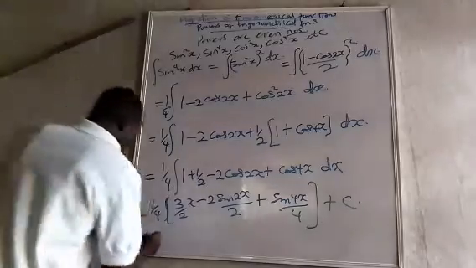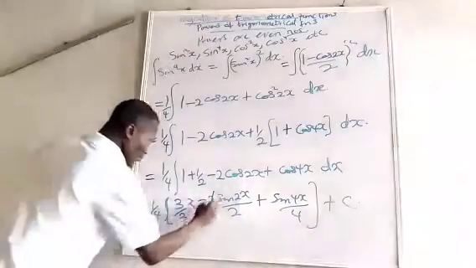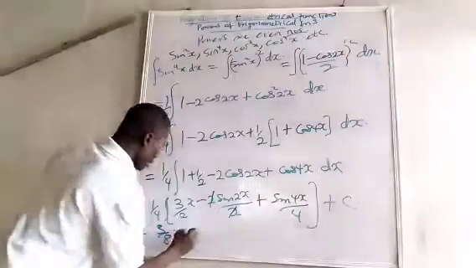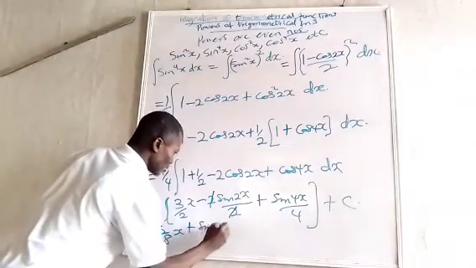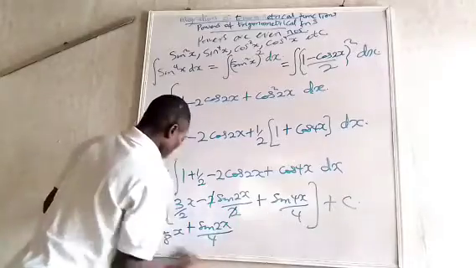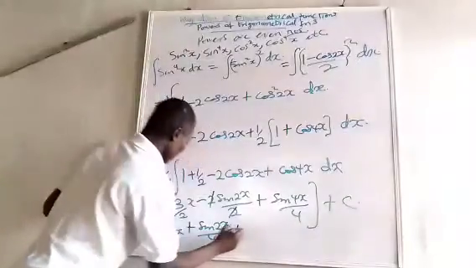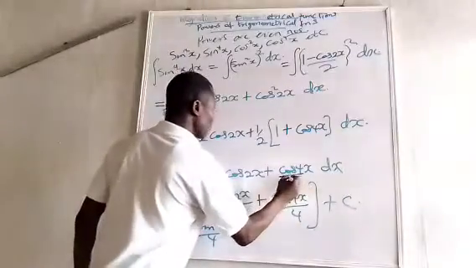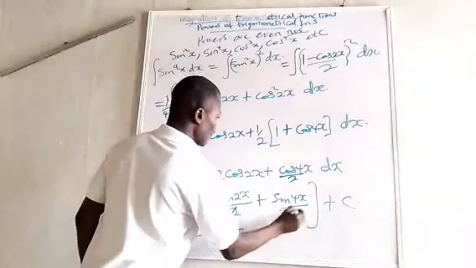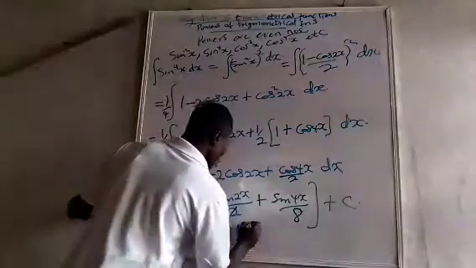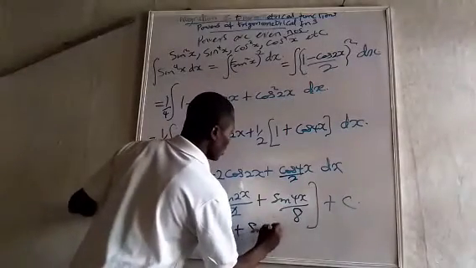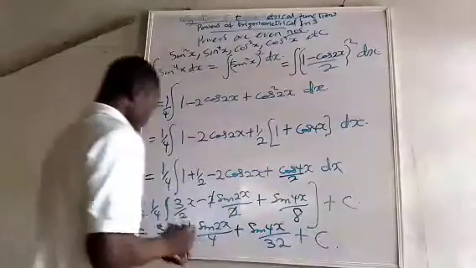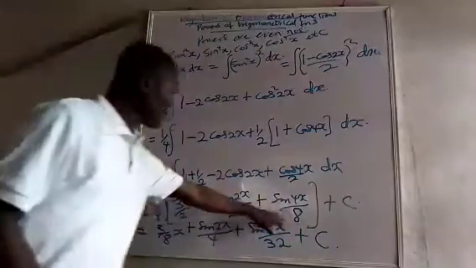So our final answer is going to be 3 over 8 x plus sine 2x over 4, plus, this one is supposed to be over 2. So this one will be over 8, plus sine 4x over 32, plus c. So please take notes of this.